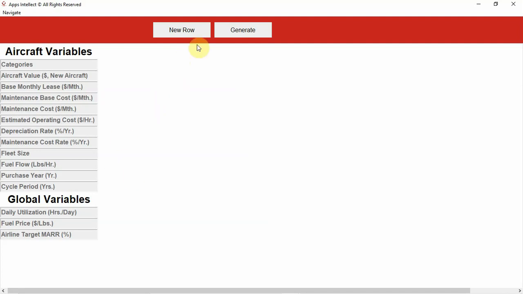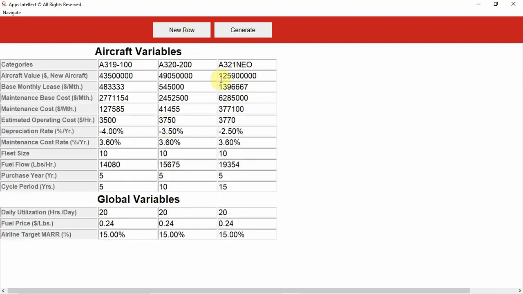So I'm just clicking on the new row. These are the variables, basically global and aircraft variables, which will be input by the airline. The airline can choose their own figures to enter these values. Right now we have just chosen A319-100, A320-200 and A321neo.